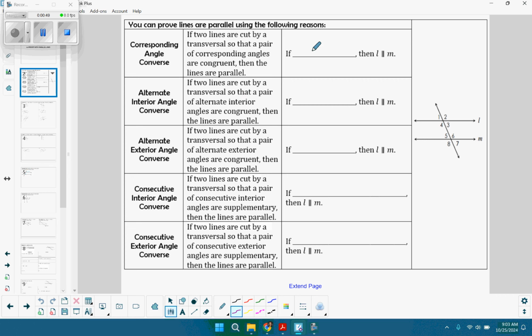parallel. So in this picture, if I knew that angle 1 was congruent to angle 5, then I would be able to say that line L is parallel to line M. For the alternate interior angle converse, I could say something like if angle 4 is congruent to angle 6, then those lines are parallel. Using the alternate exterior angle converse, if angle 1 is congruent to angle 7, then those lines are parallel.